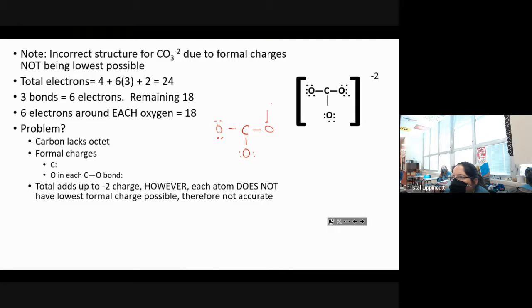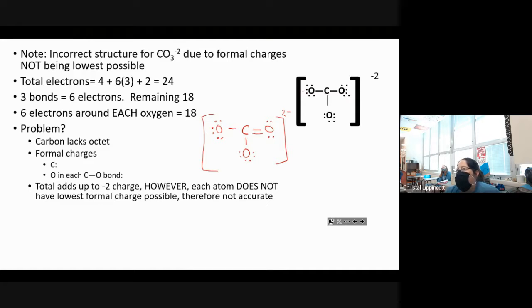How are we going to get carbon to a full octet? A double bond, yes. So if I double bond this one, and then I do one of those coordinate covalent bonds here, now this has 8, this has 8, this has 8, and carbon has 8. And how many electrons do I have? 2, 4, 6, 8, 10, 12, 14, 16, 18, 20, 22, 24. So I'm good.